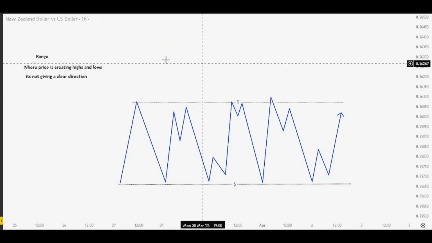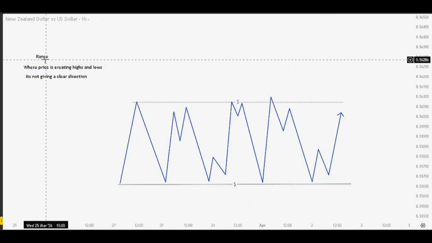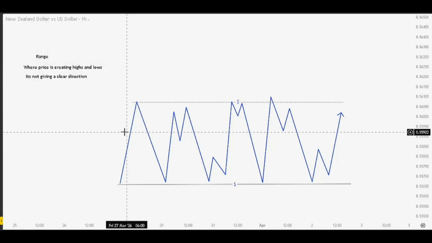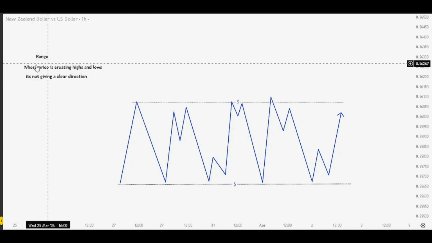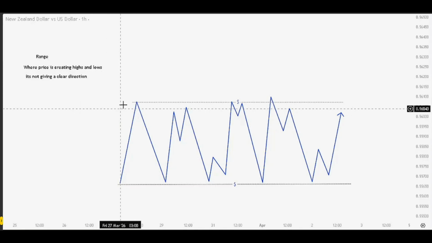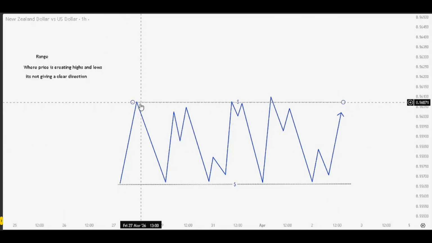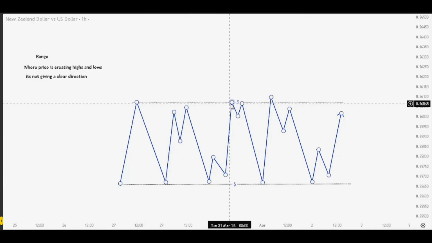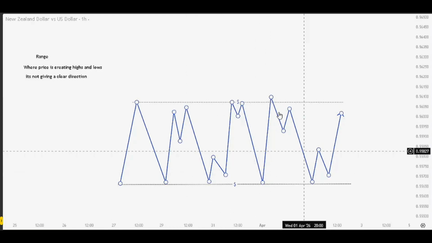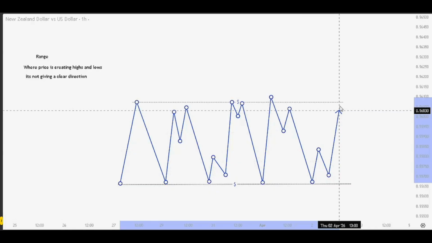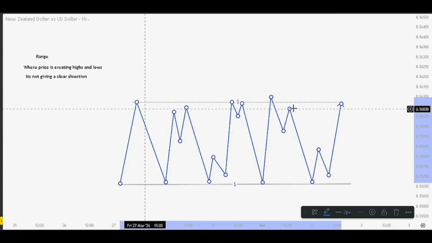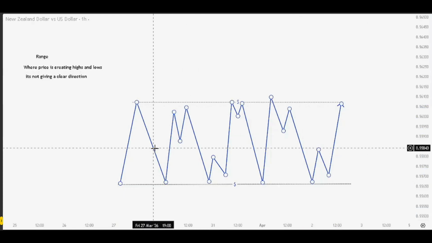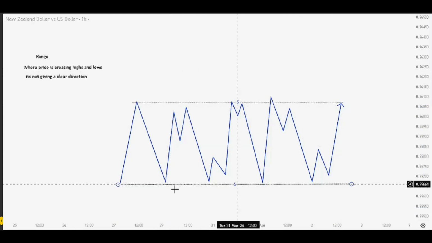And lastly, we do have what we call a range. So I call it a range because basically it's when the market is ranging in one direction. It's not going up, it's not going down. It's where price is creating highs and lows. It creates a high, creates a low, creates another high, creates a low, creates another high, creates a low. So it's basically moving in one direction. It's not giving a clear direction as to where it's gonna go, and so it just keeps on ranging in one place.